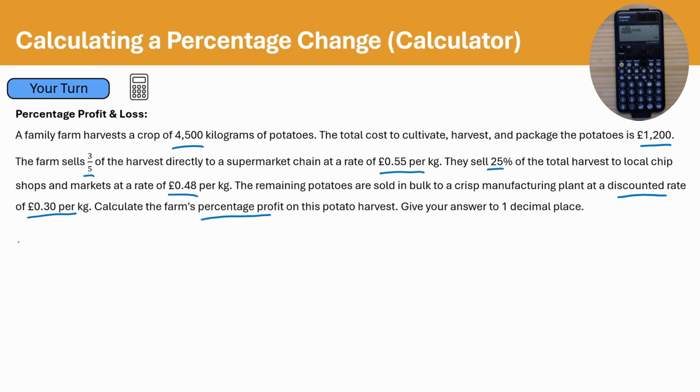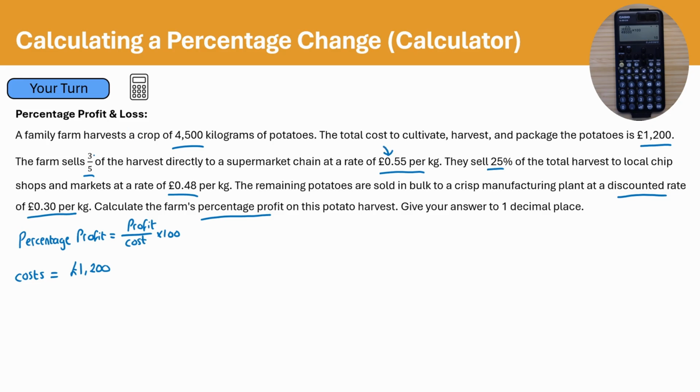Let's start with writing out what percentage profit is. So percentage profit is equal to profit divided by cost multiplied by 100. So we know what we need to get in order to work out percentage profit. Let's start by looking at our costs and our incomes. Our costs, let's see what that is. The total cost, so this is everything, to cultivate, harvest, and package the potatoes is £1,200. So that's 1,200. That's my total cost, nothing else to do in that regard.